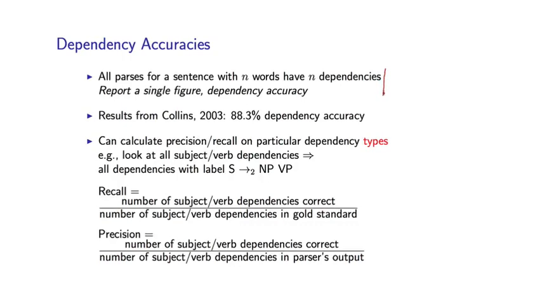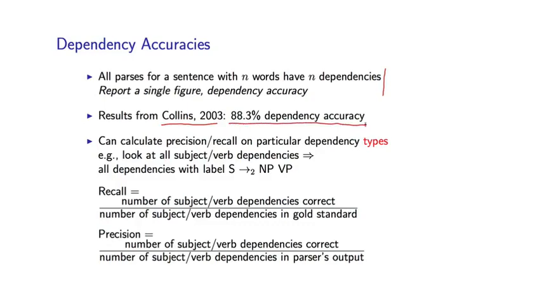So to get a dependency correct, you have to get the two words in the dependency. You also have to get the label, i.e. the rule, correct as well. If we look back at the results from my PhD thesis parser, again, around 88% dependency accuracy.